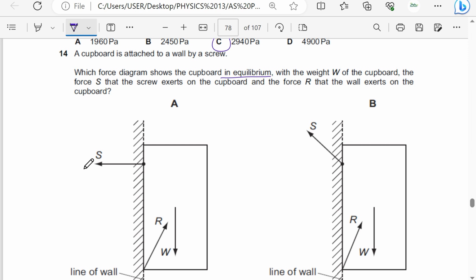I try to prolong these forces. So this is already meeting this one here. So it means they will never meet at the same point. Let me check B. I'll prolong R.